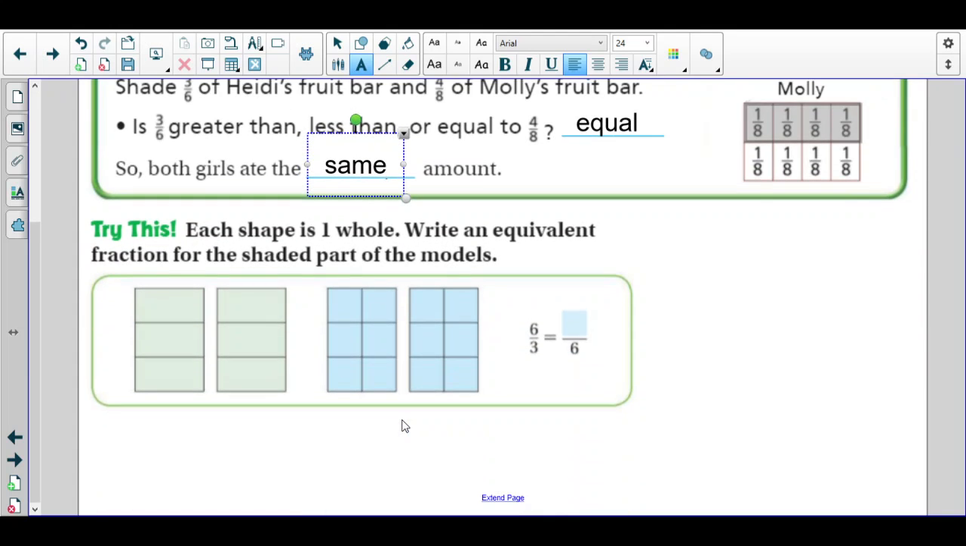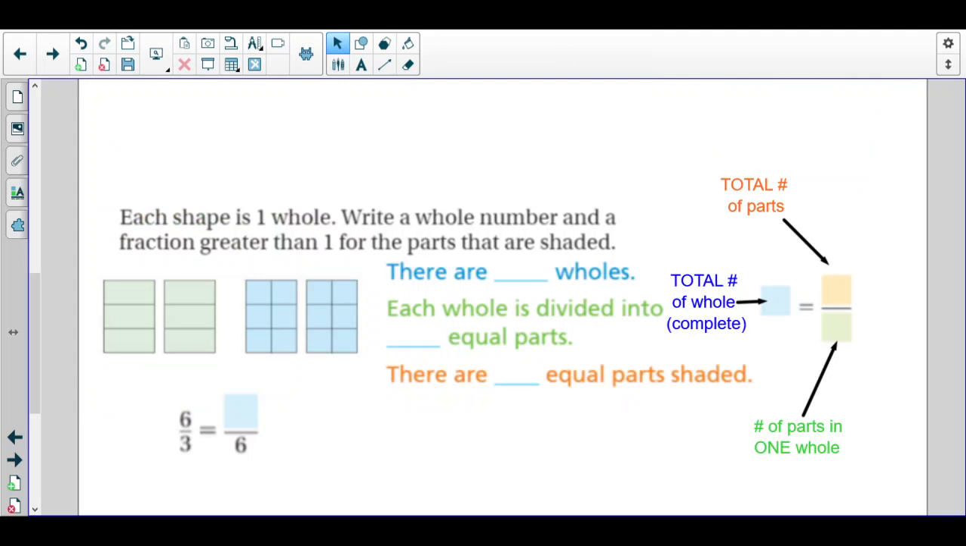Let's take a look at one other thing here. Each shape is one whole. Oh goodness, so we're going to get into some of this right here. So we have this is a whole and this is a whole. Write equivalent fractions for the shaded parts of the model. So let's pull in a kind of a familiar model here, and let's see if we can make this work. I have no idea if this is going to work, but I bet we can figure it out together.